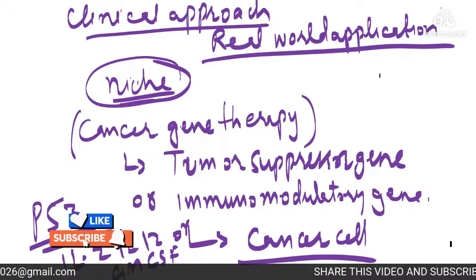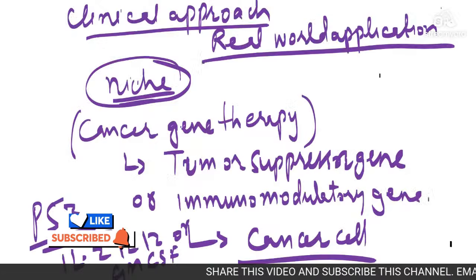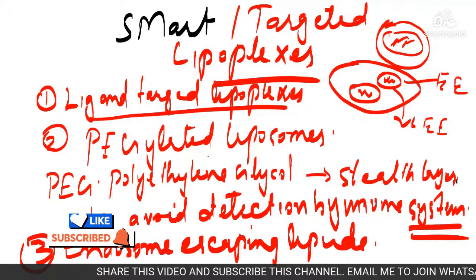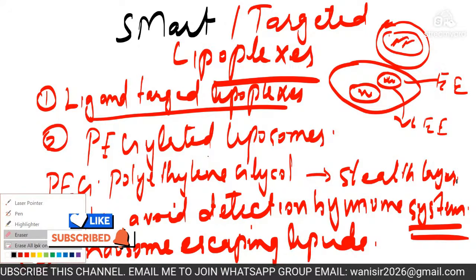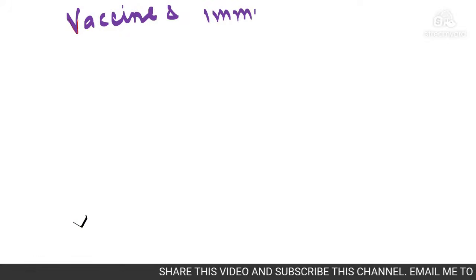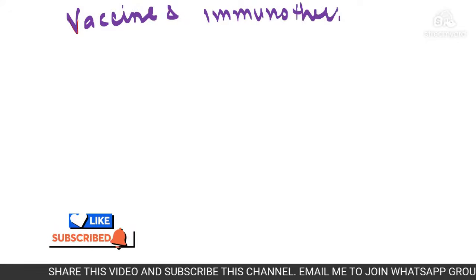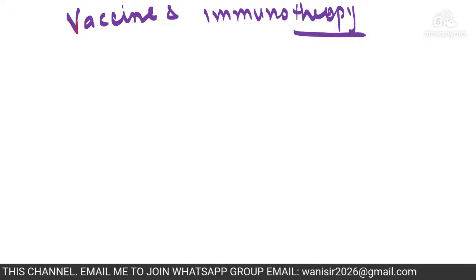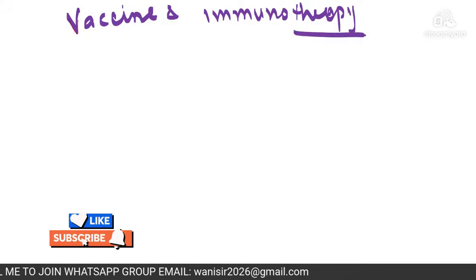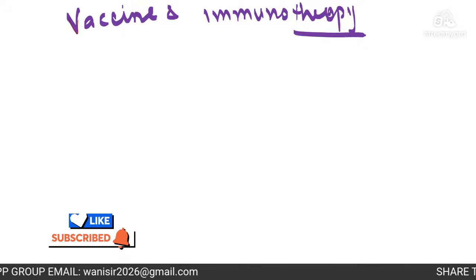So this is one thing. Another is vaccine and immunotherapy. Let us understand vaccine and immunotherapy. What is the use of liposomes in it? Liposome based delivery plays a big role in modern DNA vaccine and mRNA type platforms.